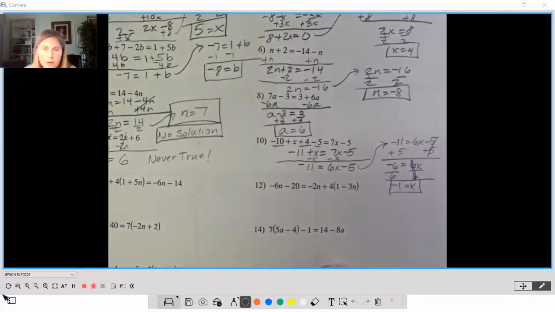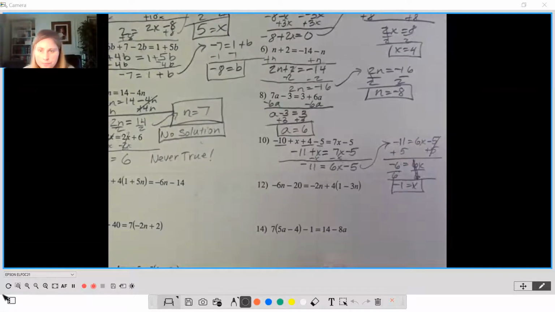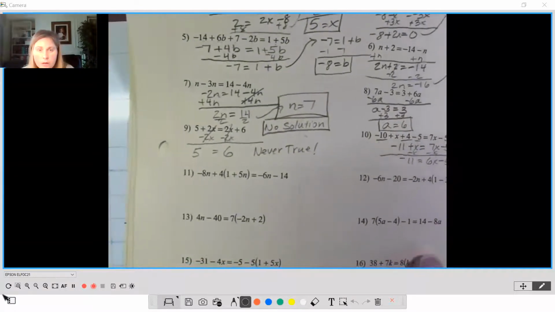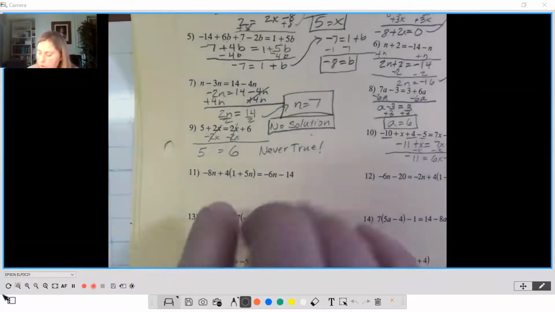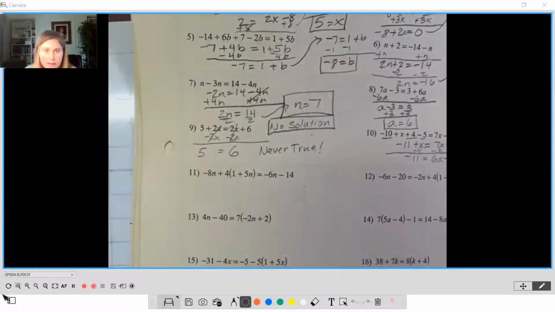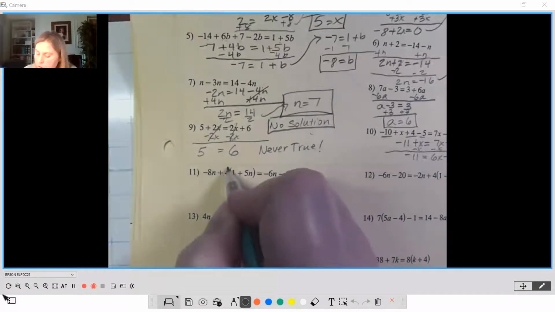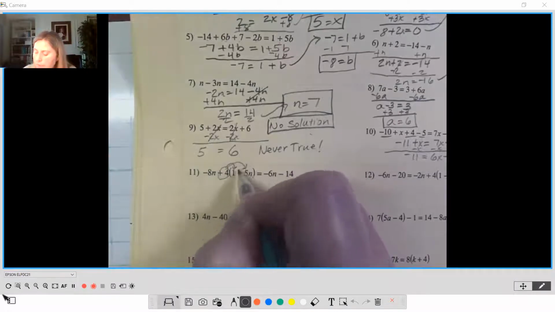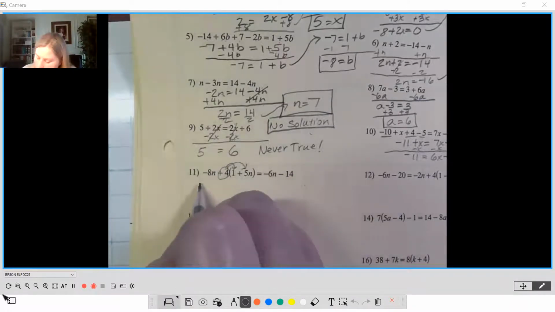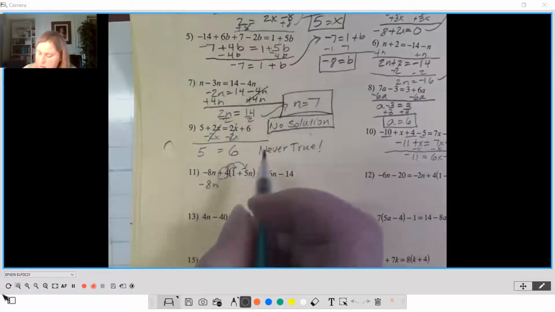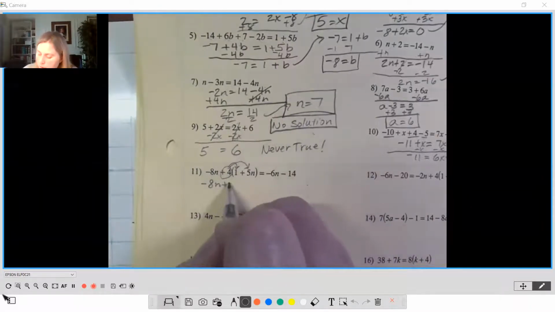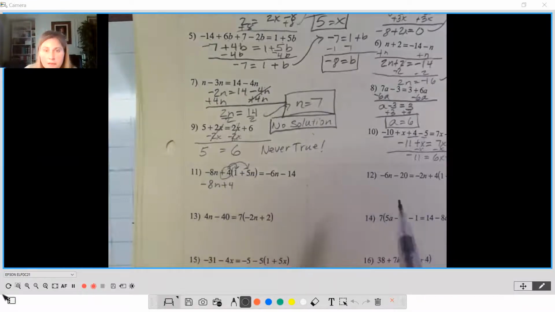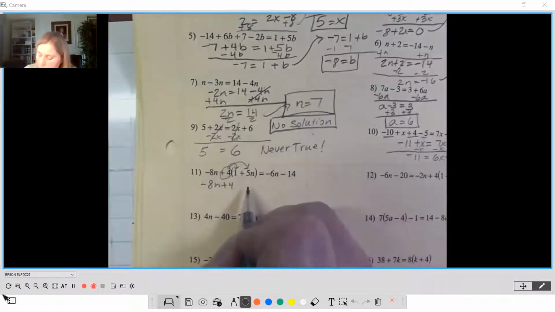Okay, number 11. We have the distributive property here. So in order to simplify, we can't solve yet. We need to simplify the left-hand side. We need to distribute this positive 4 over the quantity 1 plus 5n. So first, let's bring down our negative 8n. Then we will distribute the 4. 4 times 1 is 4, so plus 4. 4 times positive 5n is positive 20n.